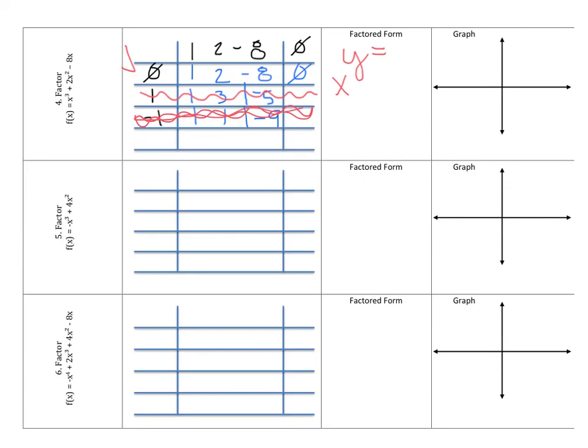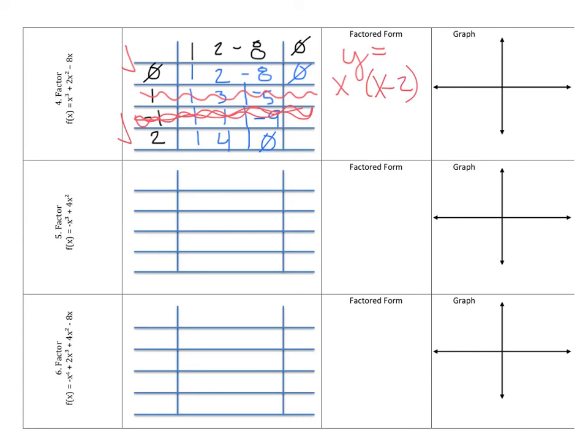So, let's see, this time let's try the number 2. 2 is also a factor of negative 8. So again, I'm going to start by dropping down the 1, and I multiply 2 times 1 to get 2. When I add it to the other 2, I get 4. And then for our last slot, 2 times 4 is 8, plus negative 8 is 0. Yay! So we found another factor, which means we're going to have the factor x minus 2.